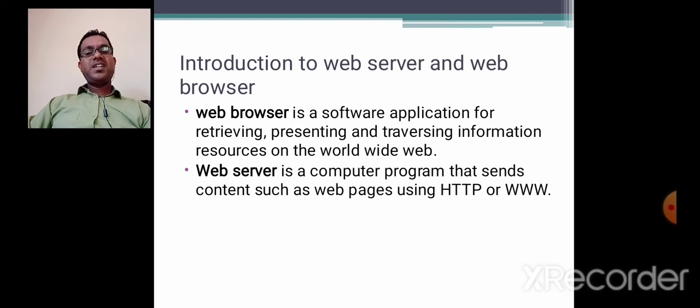In a browser there is the URL, meaning uniform resource locator, which uniquely identifies a resource over the web. We write the URL like http colon double slash and then the website name, like www.google.com.